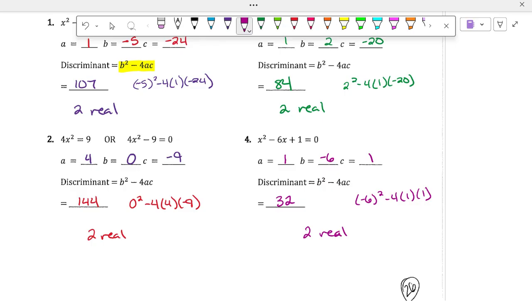All right, now from here, we would actually factor it. So, square root of the first, square root of the last, keep the sign of the second. This would be x plus b over 2a squared is equal to negative c over a plus b squared over 4a squared.